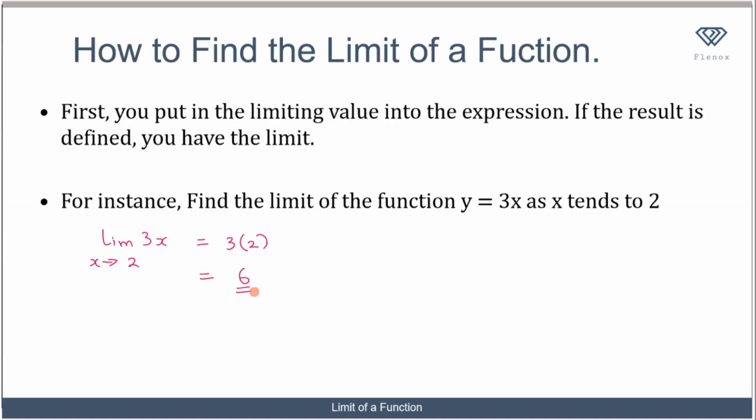Now 6 is defined. What does it mean for a number to be defined? It means that it is a reasonable number, a number that can be expressed on the number line, like 1, 2, 3, 4, 5, minus 1 and so on. So this is a definite number and is defined. So we stop at this step. The limit of 3x as x tends to 2 is equal to 6.